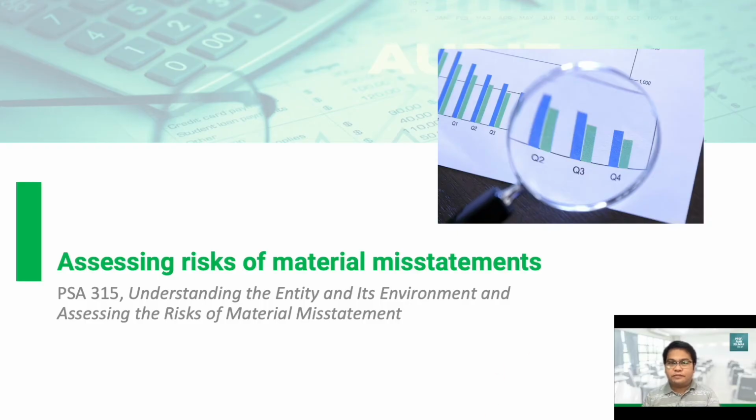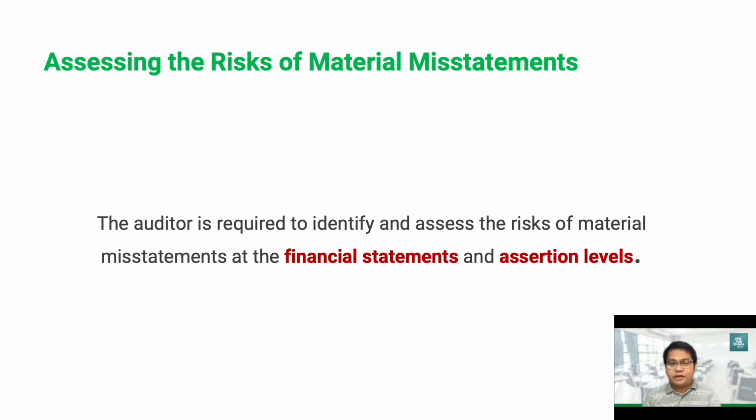So another important procedure here is the assessment of the risk of material misstatement. Take note that this is the heart of our risk-based audit process. Our reference for this part of our discussion is PSA 315: understanding the entity and its environment and assessing the risk of material misstatement. Our objective here is that we are required to identify and assess the risk of material misstatements. One is at the financial statements level and another is on the assertions level.